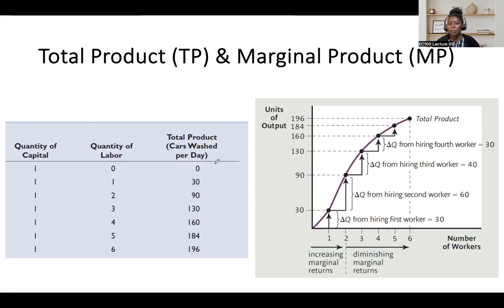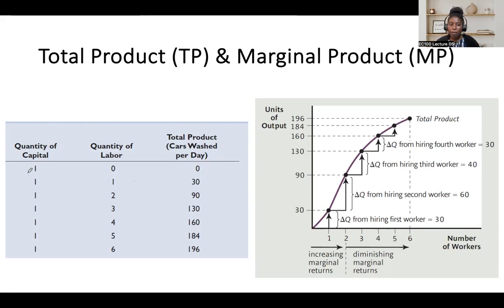This is total output, the amount of cars washed. So the labor now does the washing and everything. Of course, it doesn't clean the inside. It just washes the outside, but it does wash very thoroughly. So now this business has invested in the automated line, which is the capital, and then it recruits labor.